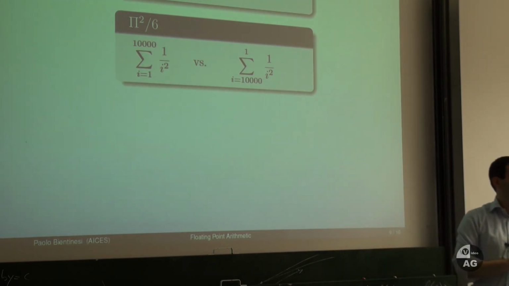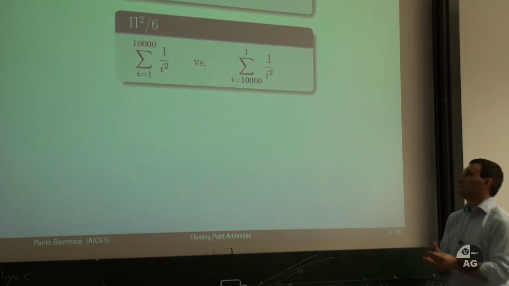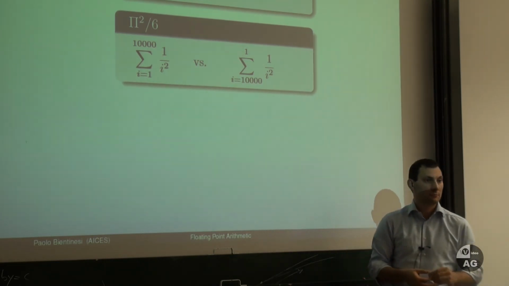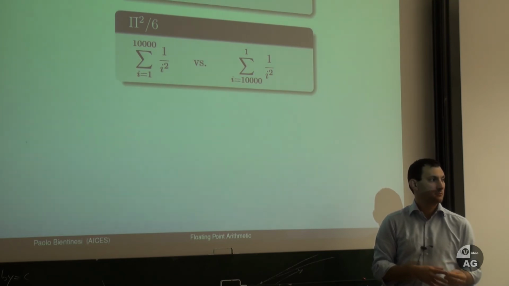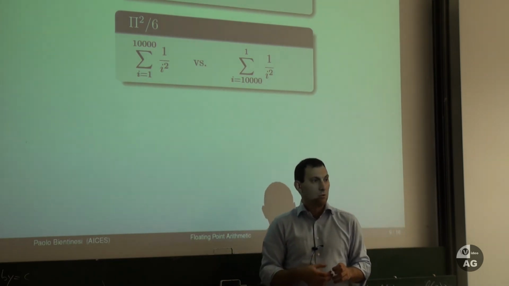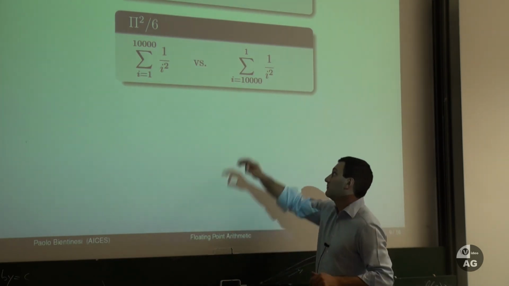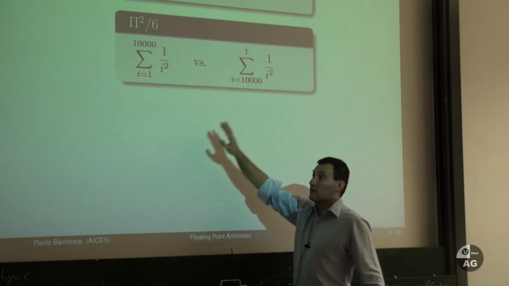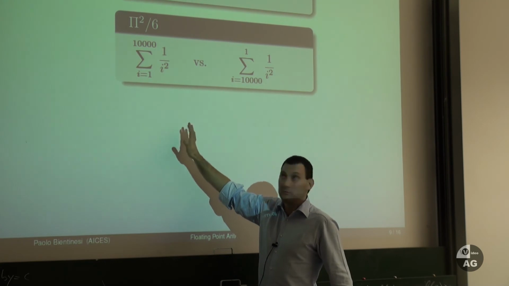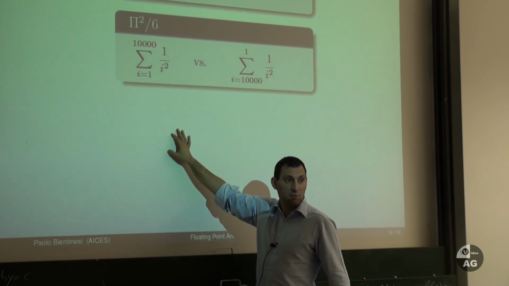Yeah? In the right one, we first add up all the small numbers, because i squared is very big for big i, and therefore 1 over i squared is very small. And by doing that, we sort of can gather our digits and don't lose them to truncation early in the computation. So his suggestion is the right one is more accurate than the left one. Does everybody agree?